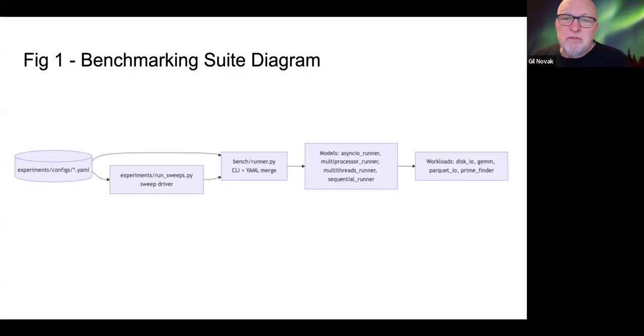And here's a diagram of how our code is organized. We have multiple ways to run it, from Python command line arguments to individual runs with a YAML file containing parameter values. Both are ways to invoke the bench runner, to sweeps over multiple values of any given parameter, also in YAML files, invoking the experiments run sweeps module. And those entry points then invoke any of the four models, which in turn run any of the four workloads.